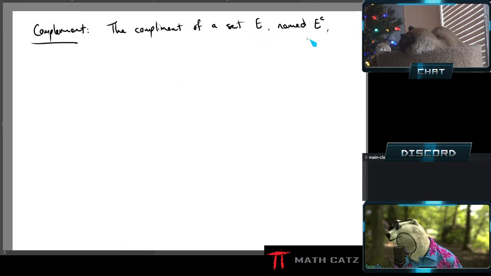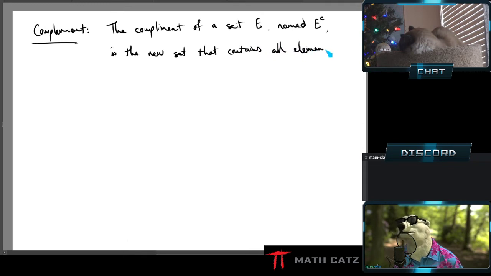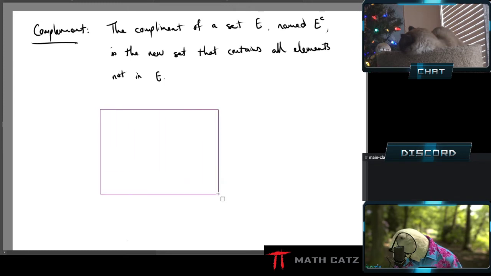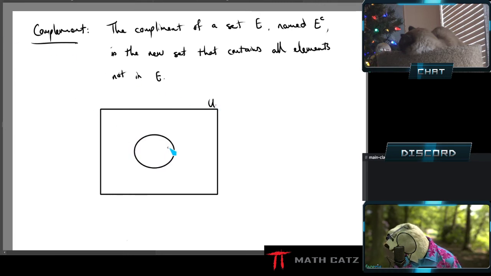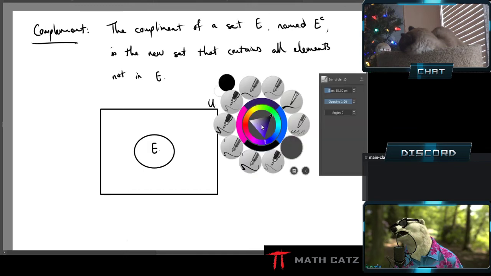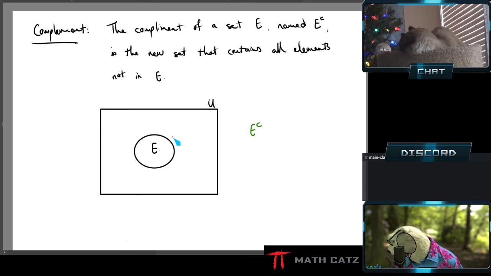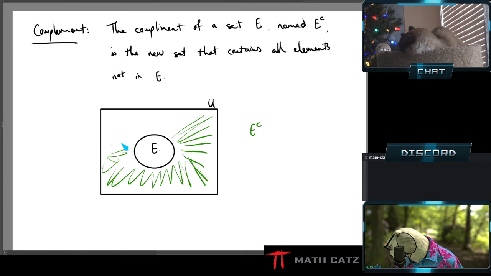Given a set E, this new set, called E complement, is the new set that contains all elements not in E. Let's visualize that. Now, it's only coming from one single set, so I only need a single circle. There we go. In my universal set rectangle of everything, some of the elements are in E. Some maybe not. The complement, let's make it right so I can see it. Complement is everything else. Everything else.